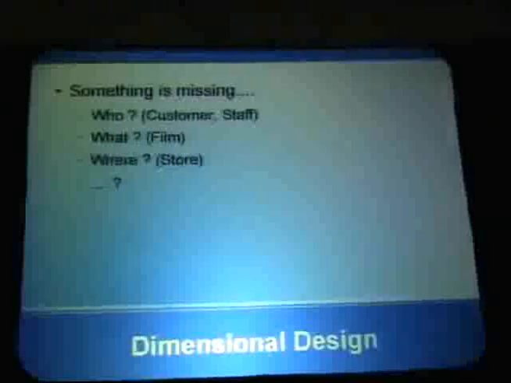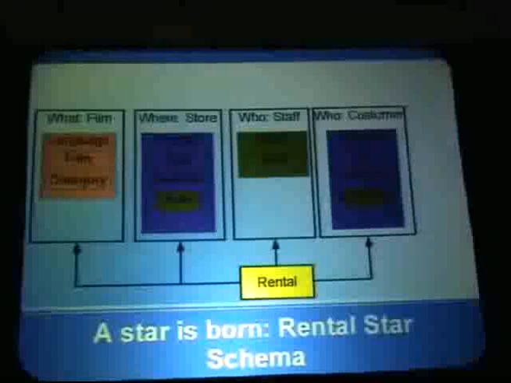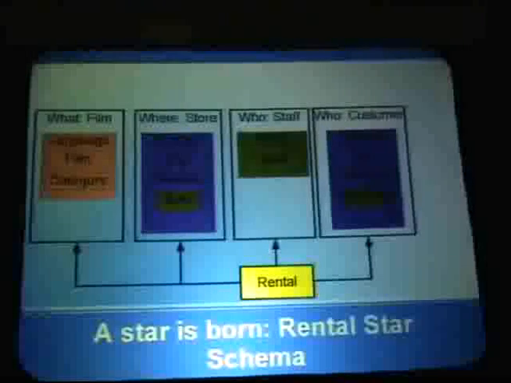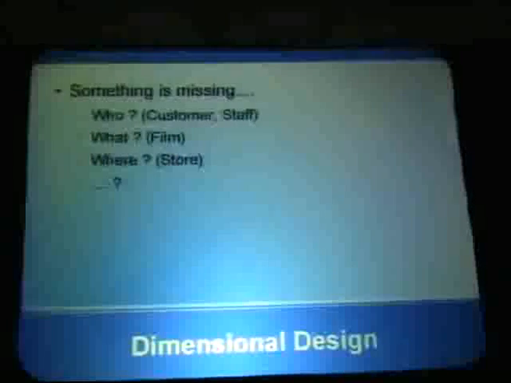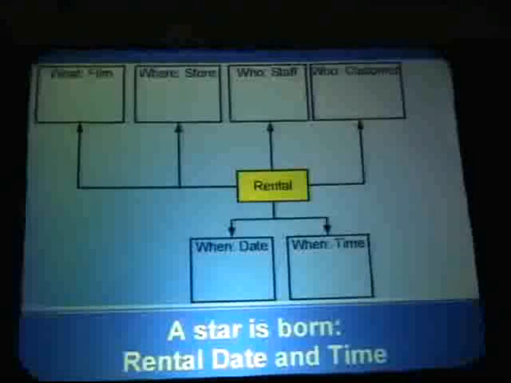So there's something missing in this schema, right? Because we covered what we are renting in the film dimension. We covered where we were renting it from, which is the store dimension. We covered who was renting it, the staff and the customers. And what we're missing is, well, anybody knows what's missing? When, right, correct.